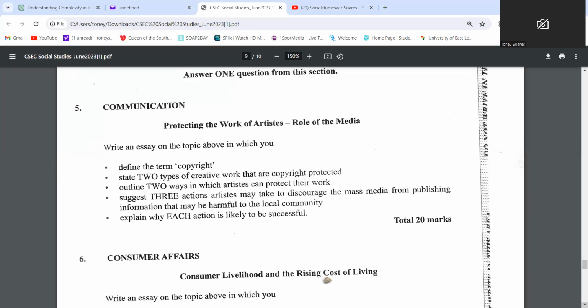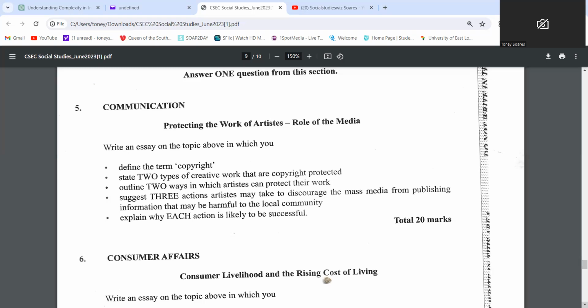Outline two ways in which artists can protect their work. Two common ways in which artists can protect their work would be copyright registration. Artists can register their work with the relevant copyright office in their country. This provides a public record of their ownership and can be helpful in enforcing their rights if infringement occurs.